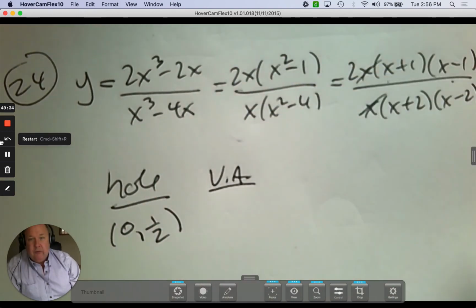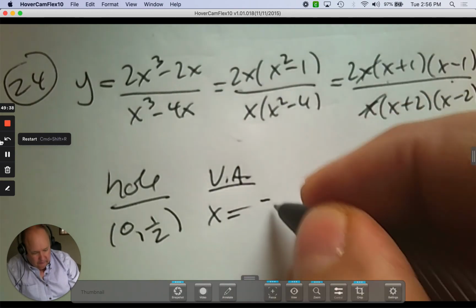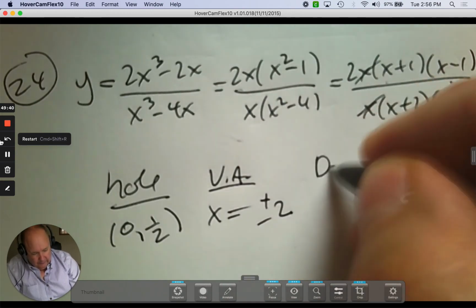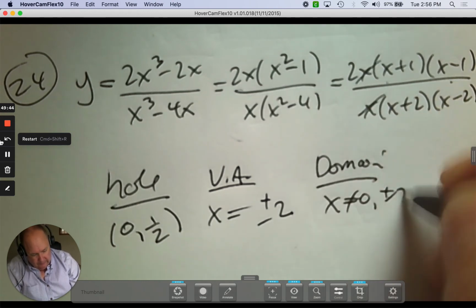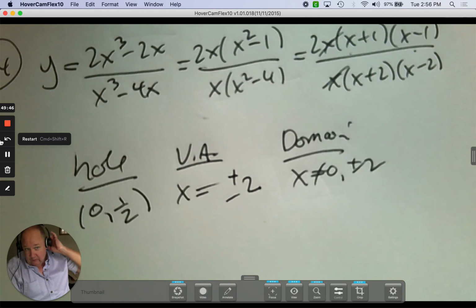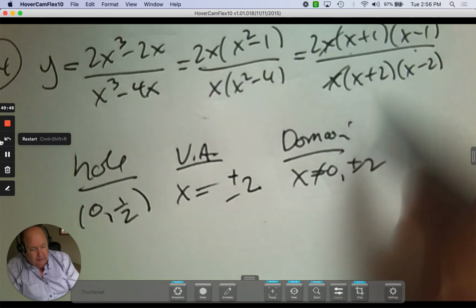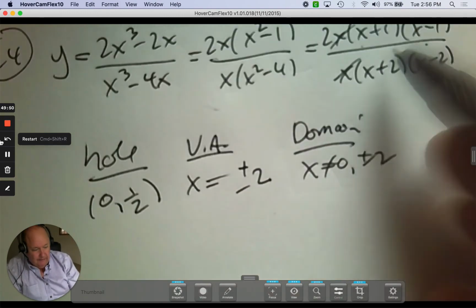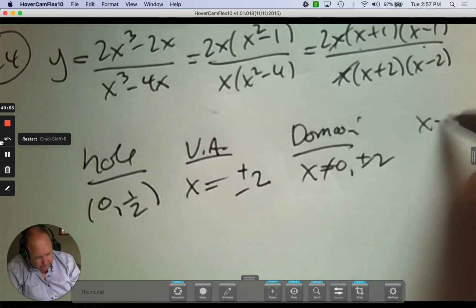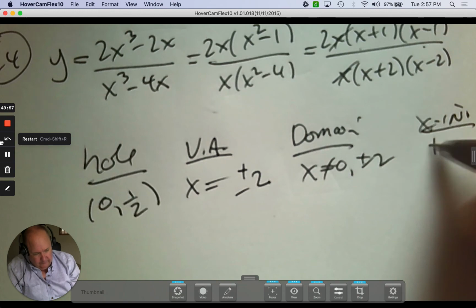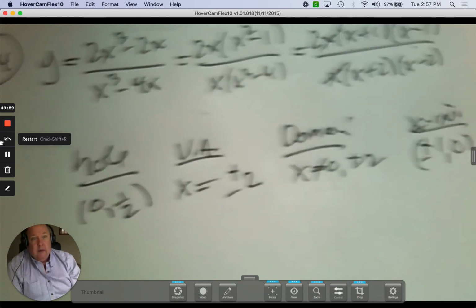What remains are vertical asymptotes. So we have one at -2 and +2. The domain, I guess we shouldn't leave that out right away. So the three numbers x can't be are 0, +2, and -2. That's what makes the bottom undefined. That's what these come from. Look at the numerator. -1 and +1 are x-intercepts.